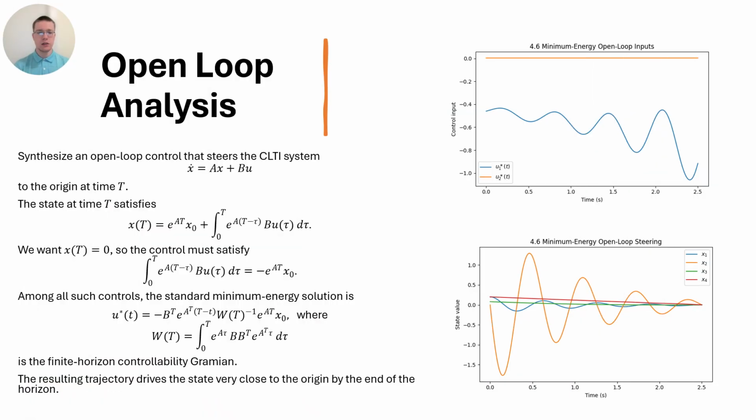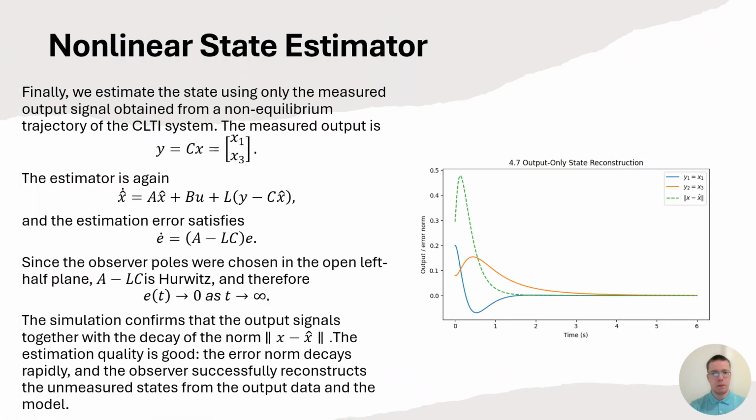The open loop analysis you can see here, with the inputs here and then the open loop steering here. And then the nonlinear state estimator, again, uses this measured output with the estimator as defined here with the estimation error here, and you can see that all states converge to 0.